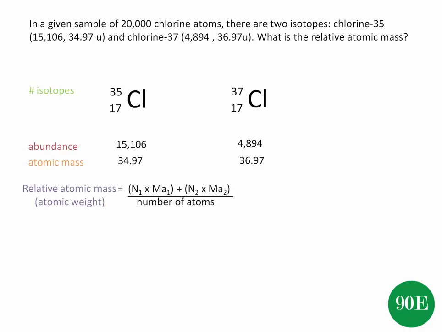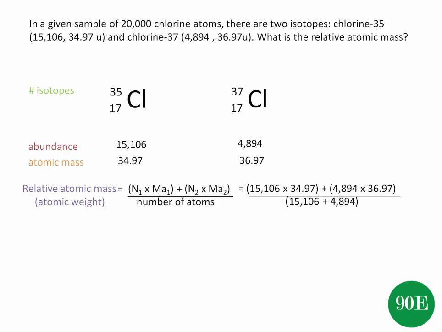You'll probably also remember from our previous video this equation here, where N1 is the number of atoms of isotope 1, or isotope 1's relative abundance, and Ma1 is that isotope's atomic mass. And then the number of atoms is the number of total atoms, so in this sample 20,000 chlorine atoms. To make the most of this video, we suggest that you pause and actually put these numbers into the equation and calculate the relative atomic mass, and then compare it to what we've calculated.